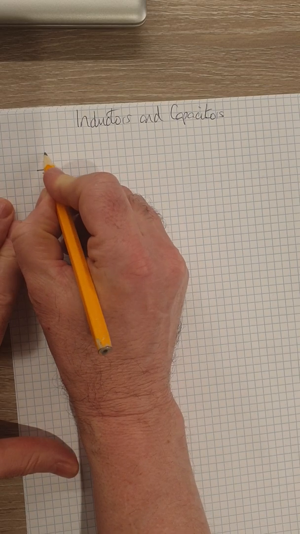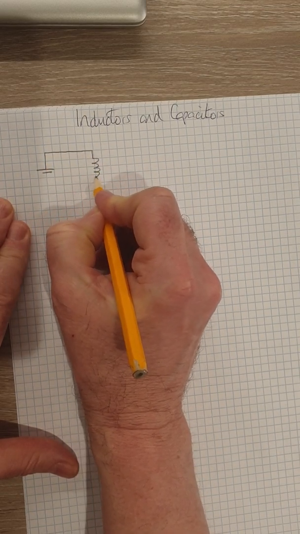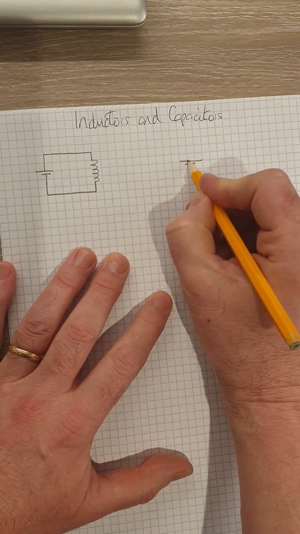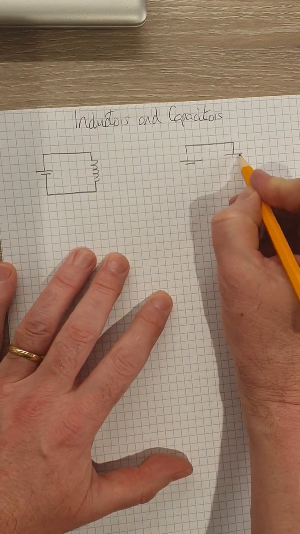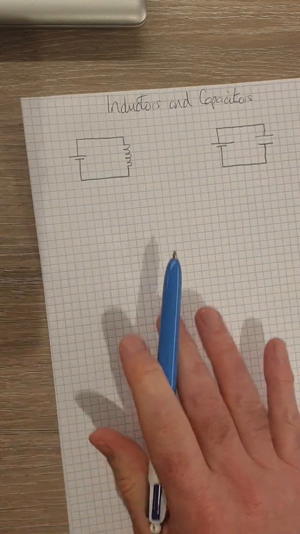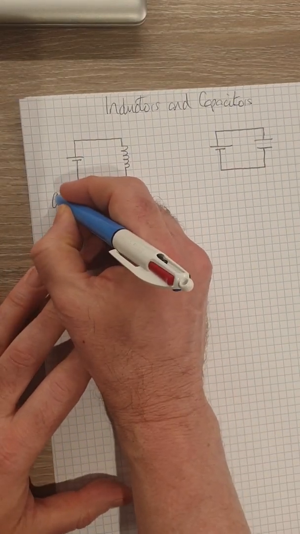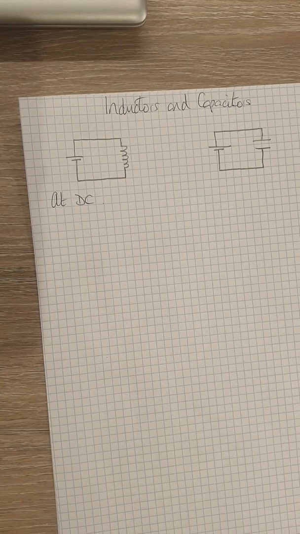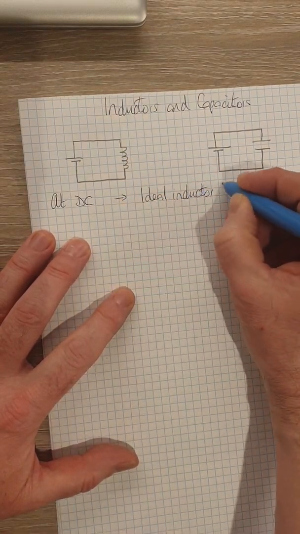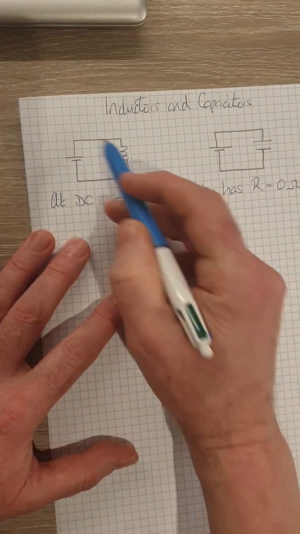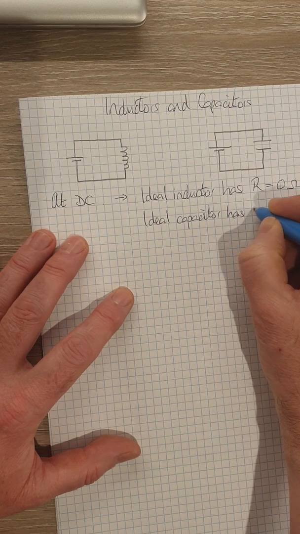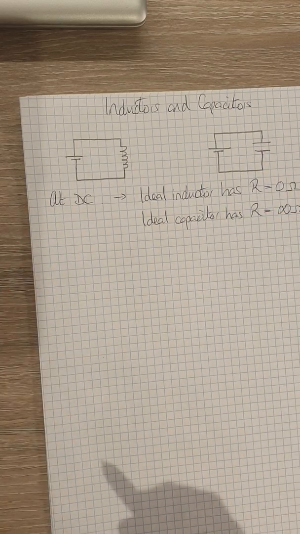So here I have a circuit and I have a coil, and a capacitor. Here I would have a cell and it has a capacitor, like so. Now what we can say is at DC, that is direct constant current, an ideal inductor has a resistance equal to 0 ohms, it's just a wire, and an ideal capacitor has a resistance that is infinite because it's an open circuit.